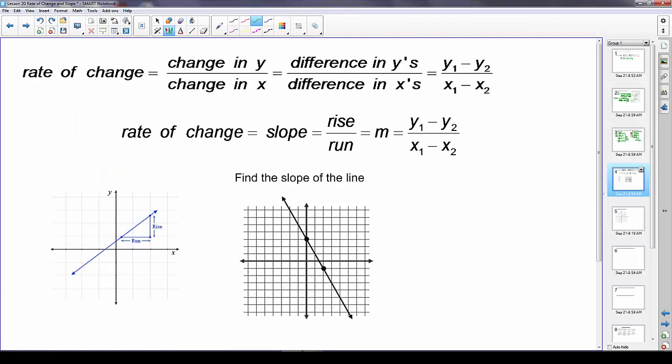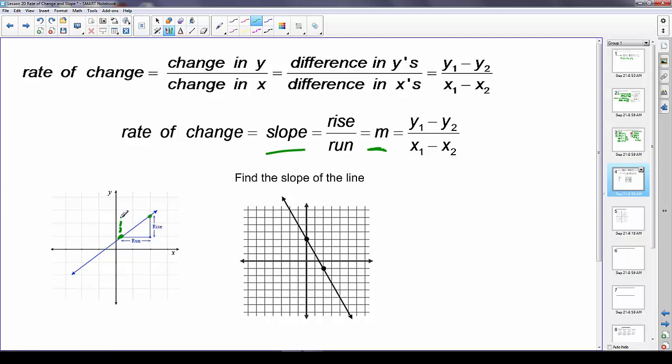So the rate of change, as we've stated before, is the change in y over the change in x, difference in y's over the difference in x's. And the rate of change is also equal to something we call the slope. And another word for the slope is the rise over the run. The variable m is used to notate slope, and it's the same as the difference in the y's over the difference in the x's. So you'll see in this picture here, slope of a line from one point to another point is how much you rise over how much you run.